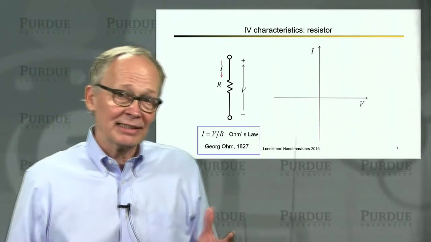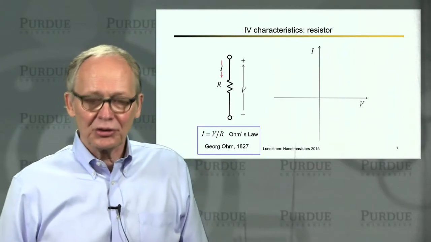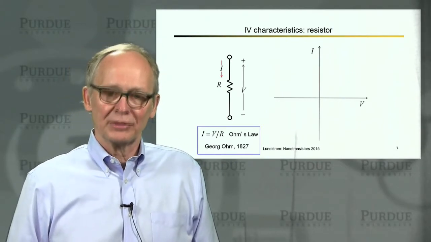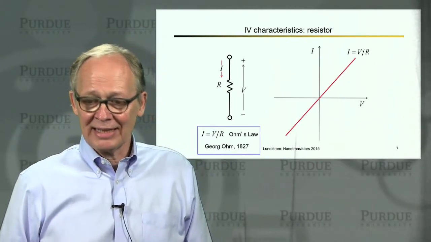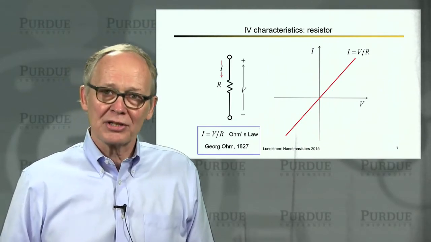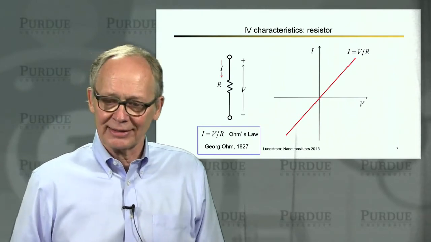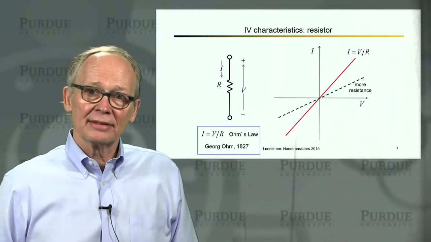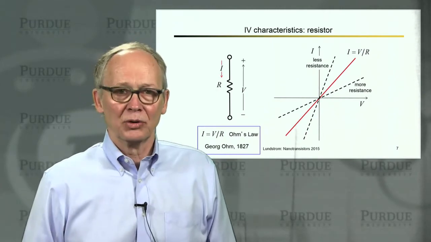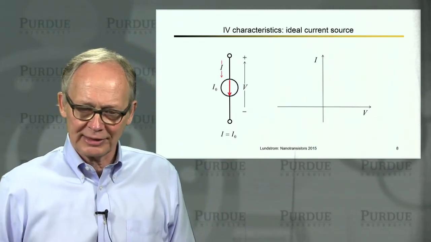The simplest device, I guess, is a resistor. A resistor has a very simple current versus voltage characteristic. An ideal resistor, it's just linear. Current is proportional to voltage. The constant of proportionality is 1 over the resistance, or the conductance. The higher the resistance, the less current. The lower the resistance, the more current. So that's a device with a very simple current versus voltage characteristic.